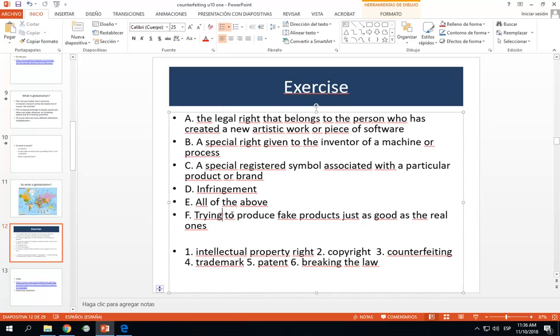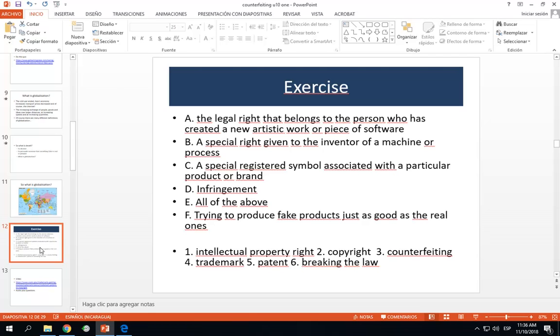Okay, trying to produce fake products just as good as the real products. That is counterfeiting. That's counterfeiting, yes. And people who do that are counterfeiters.